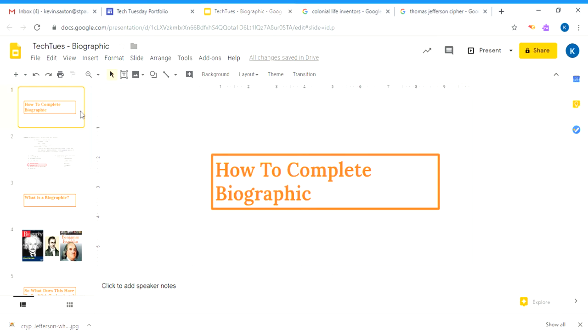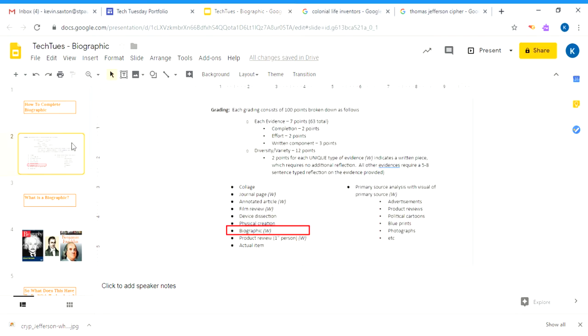Hello guys. In this one, I want to talk about the biographic. Biographic is one of the formats on our assignment sheet. It is a written component, which means you're not creating anything, you're not making anything. You're just going to research, learn, and write.